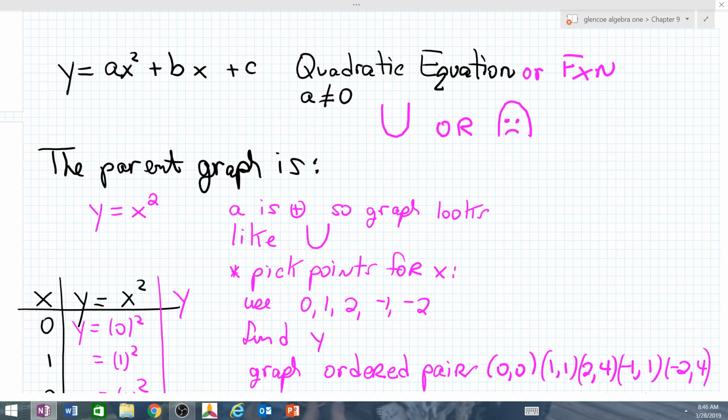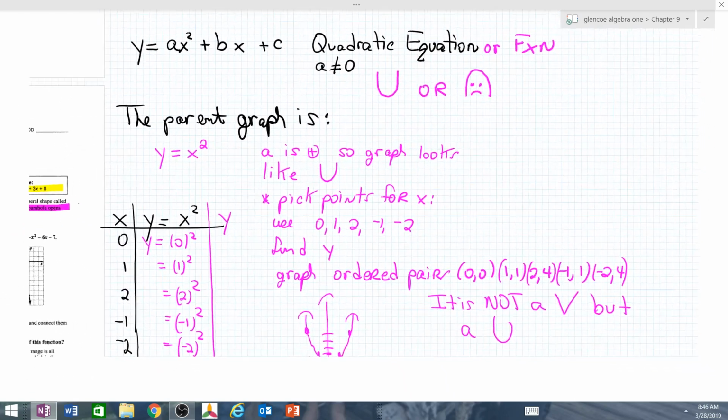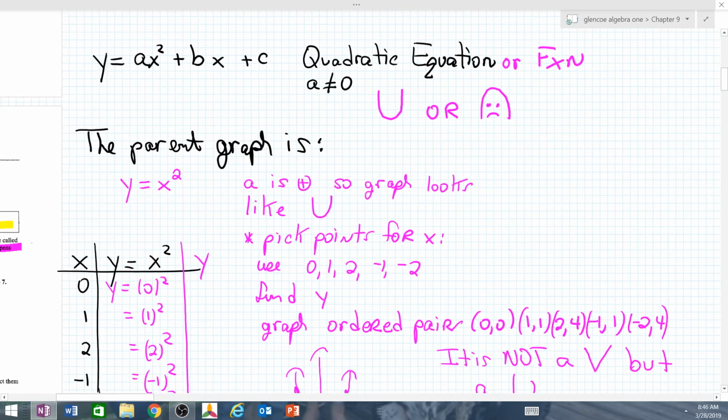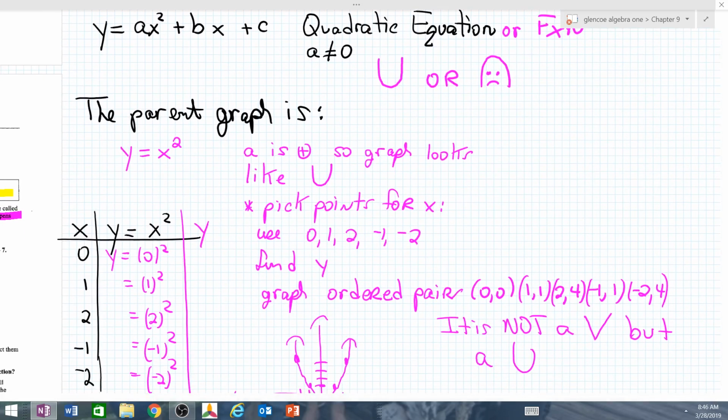So our parent graph here is y equals x squared, and everything else is going to work around this. Since a is positive, I want you to already know in your mind that your graph is opening which way, guys? Up or down? Up. Now you're going to pick your points and make your table. So let's go ahead and look at the points that I've picked. Again, we picked 0, 1, 2, -1, -2.